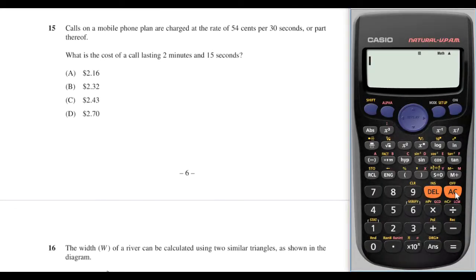Question 15. A call lasting 2 minutes and 15 seconds consists of 5 blocks of 30 seconds. If each of these blocks costs 54 cents, then the total cost of our call is 5 times by 54, or 270 cents, which is $2.70.